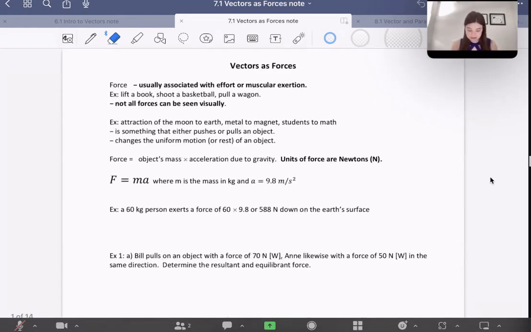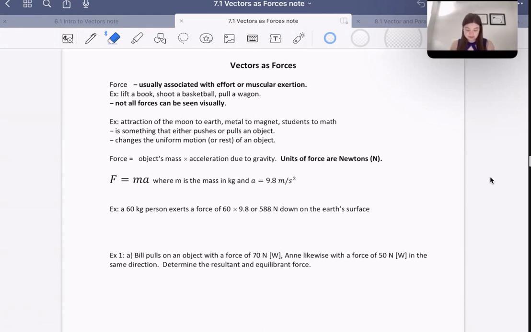So here it says, vectors as forces. Force is usually associated with effort or muscular exertion, right? So, for example, lifting a book, shooting a basketball, pulling a wagon, we have to use some force in order to do those tasks. Here's another example. Attraction of the moon to Earth, metal to magnet, students to math, is something that either pushes or pulls an object, and it changes the uniform motion or rest of that object. So if I grab a big magnet and try to get little magnets to become attracted to it, there we go. There we have our force.